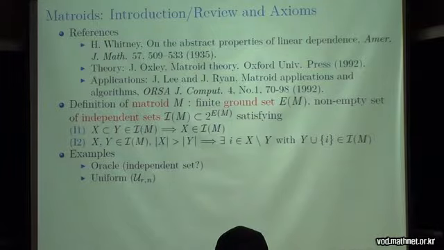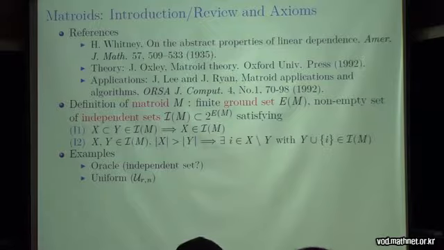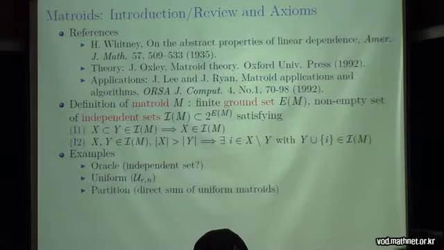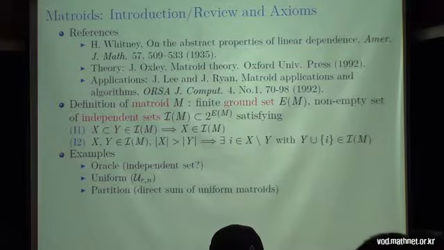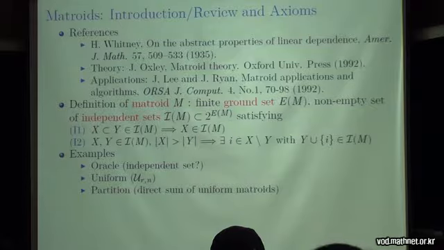Then very simple examples are uniform matroids. So you have an n-element set and subsets of size r or less are independent. Then direct sums of uniform matroids. Direct sums of any matroids are matroids. So you have disjoint ground sets, matroids on these separate sets, and you just take the direct sum. These seem like trivial examples, but these partition matroids are actually rather important in applications.